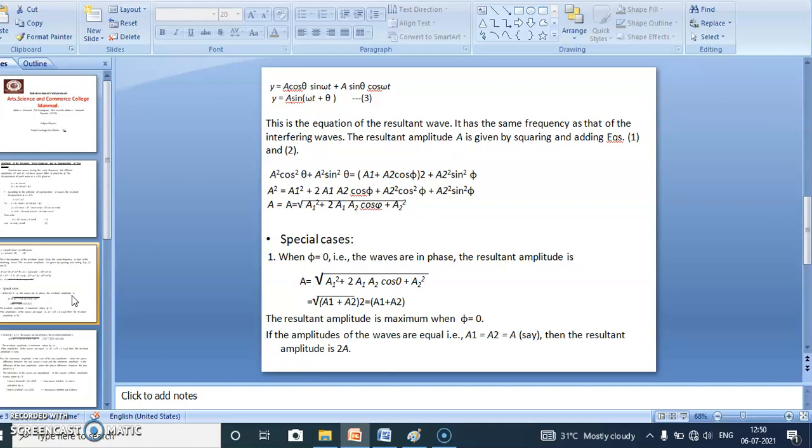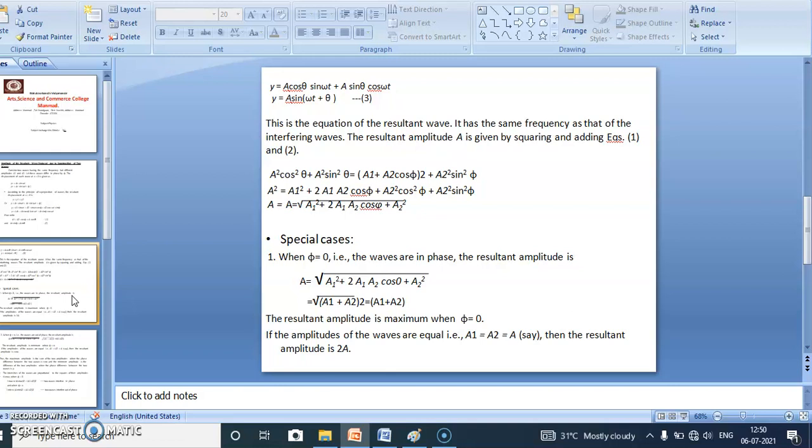Okay, so equation number 1 and equation number 2, A cos theta and A sin theta. Squaring and adding: A square cos square theta + A square sin square theta = (a1 + a2 cos phi) whole square + a2 square sin square phi. Solve the bracket. Now A square is the common term. We know that cos square theta + sin square theta = 1, so the remaining term is A square.